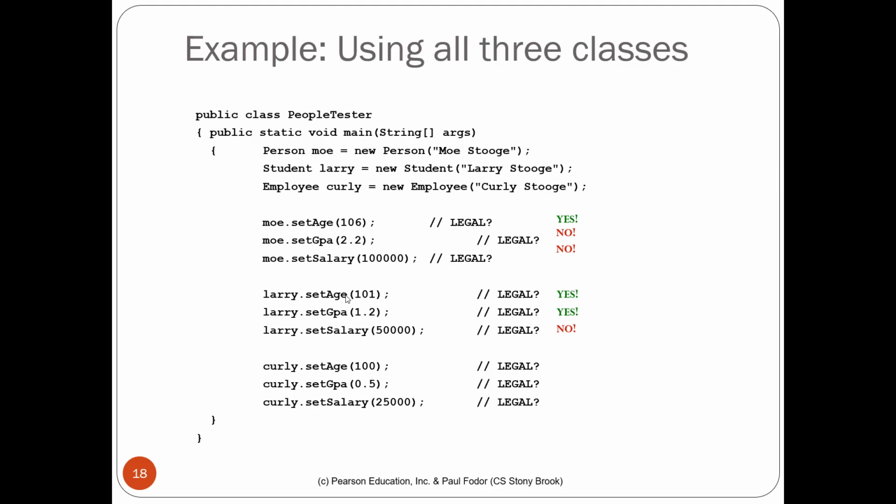How about Curly? Can I change the age for Curly? Yes, for the same reason. Curly is a subclass of Person, so Curly also has the age and setAge properties. Can I change the GPA of Curly? No. Why? Curly is an employee. An employee won't have a GPA. But can I set the salary for Curly? Yes, you can. Why? Because Curly is an employee, and you can change the salary of the employee.